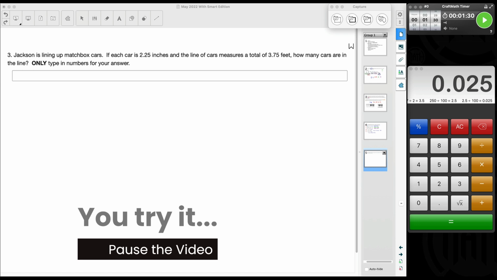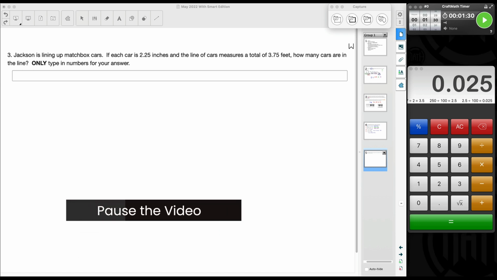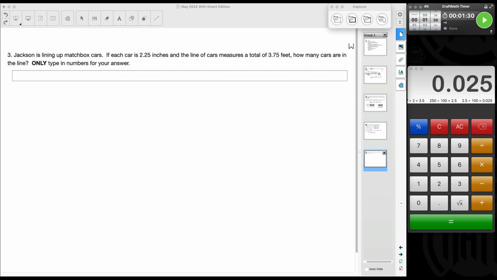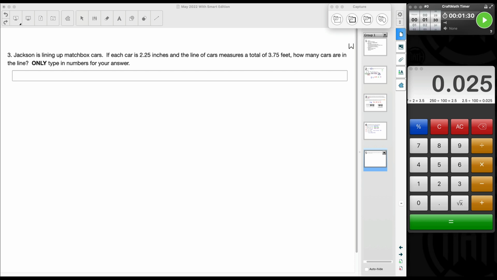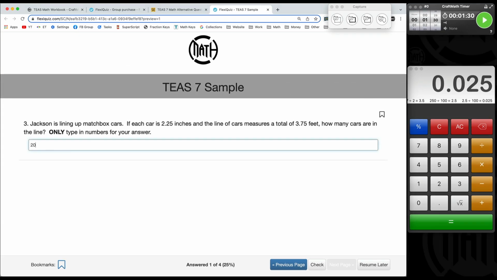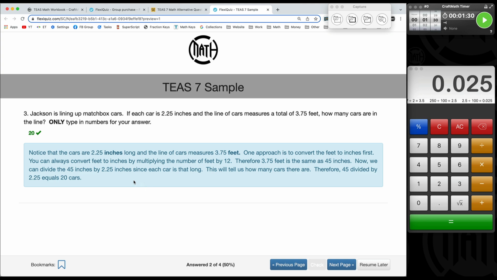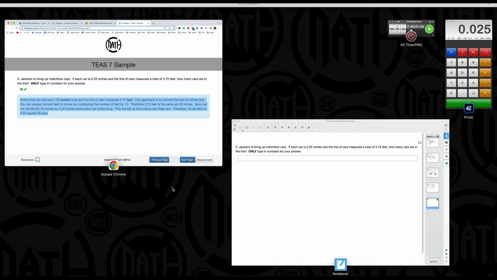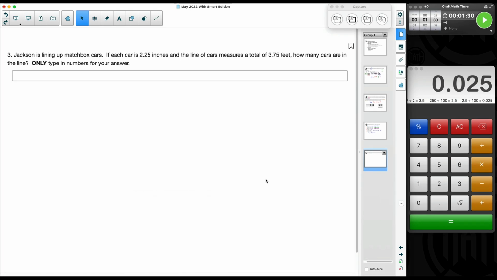All right, so this is our last example, but again, if you have time, please stick around because I am going to show you a few calculator shortcuts. I did see some answers coming in. 20 is the correct answer. Let's go verify that. So if we type in 20, we press check, and notice that is correct. There's an explanation there. And now let me show you how to work this out.